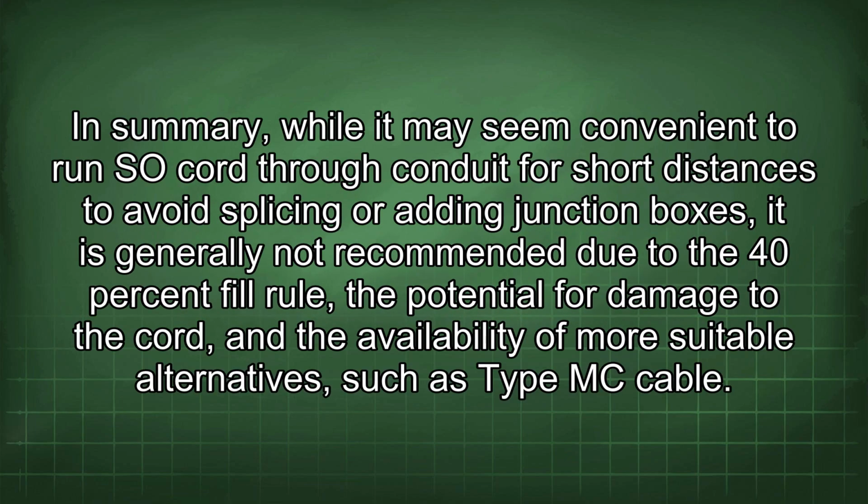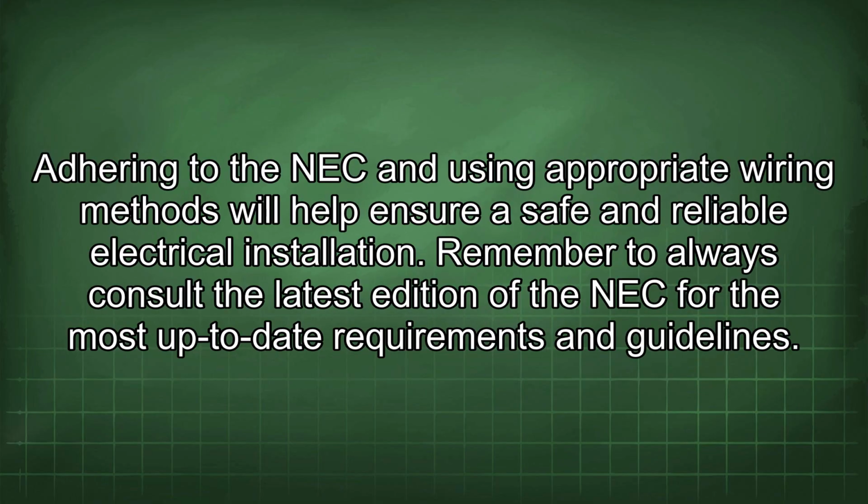In summary, while it may seem convenient to run so-called through conduit for short distances to avoid splicing or adding junction boxes, it is generally not recommended due to the 40% fill rule, the potential for damage to the cord, and the availability of more suitable alternatives such as Type MC cable. Adhering to the NEC and using appropriate wiring methods will help ensure a safe and reliable electrical installation.